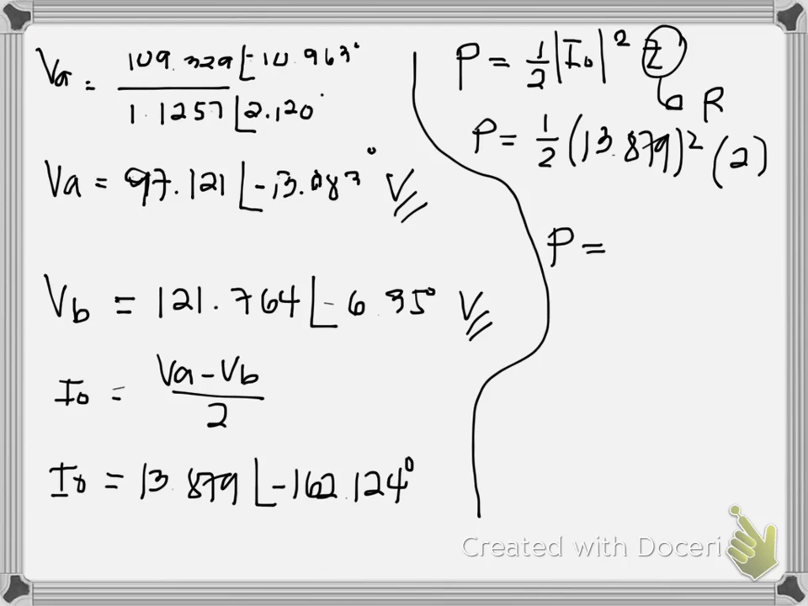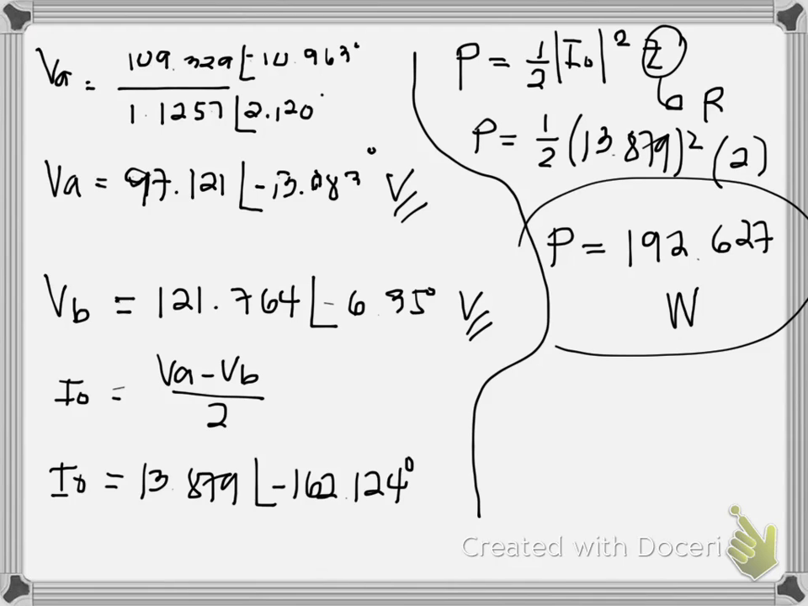So the power absorbed by the resistor is equal to 192.627 watts. So it is definitely a real value of power because we have a resistive load. So this is the answer.